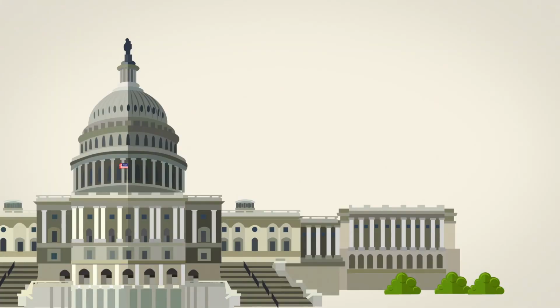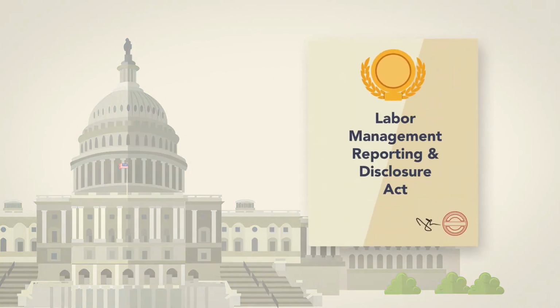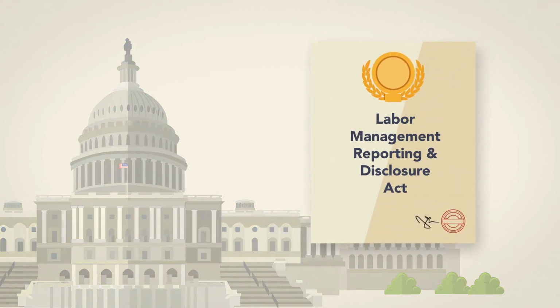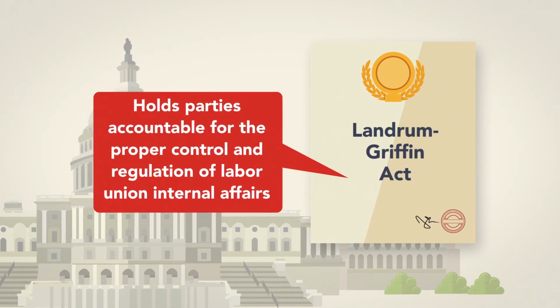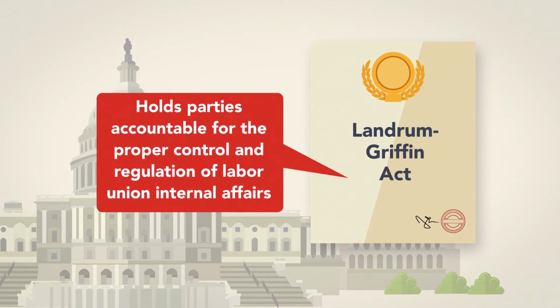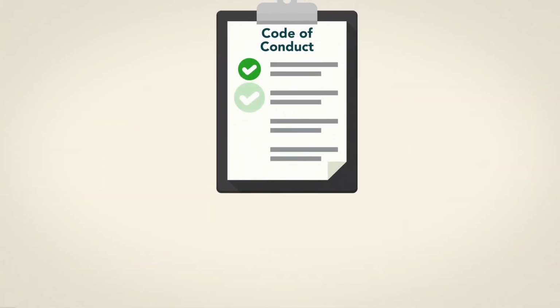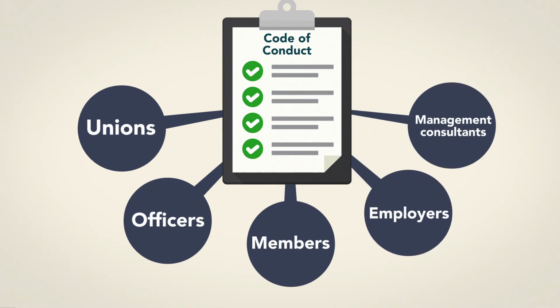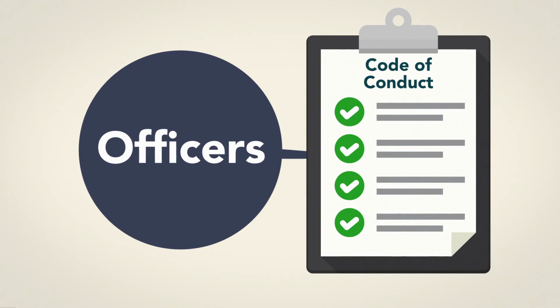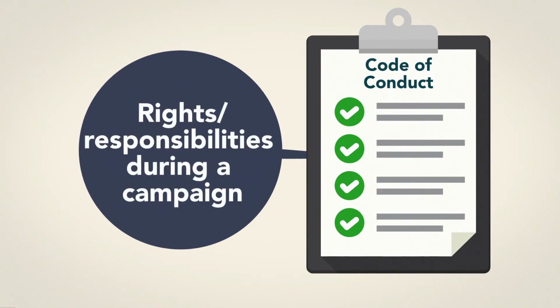In 1959, Congress passed the Labor Management Reporting and Disclosure Act, also known as the Landrum-Griffin Act, which holds parties accountable for the proper control and regulation of labor union internal affairs. The law imposes a strict code of conduct upon unions, their officers, members, employers, and management consultants. The Act also regulates the conduct of officers of a labor union, as well as their rights and responsibilities during a campaign for election.